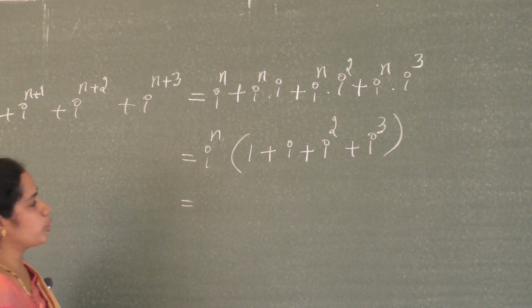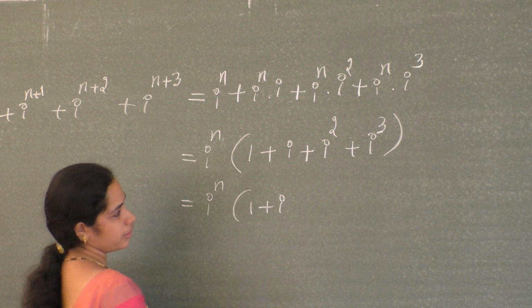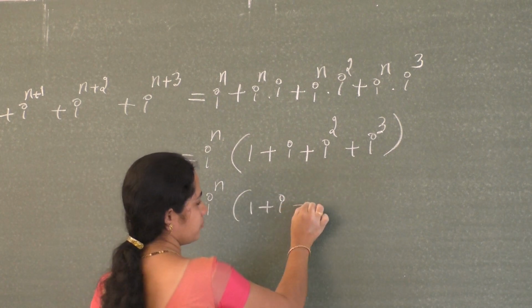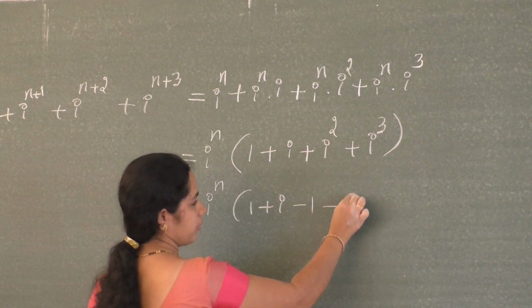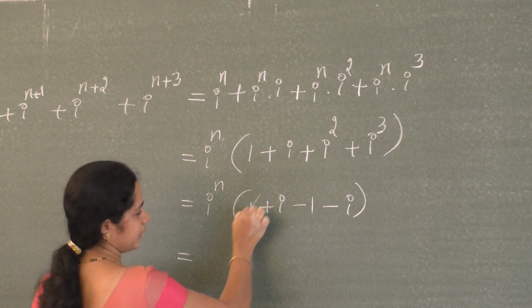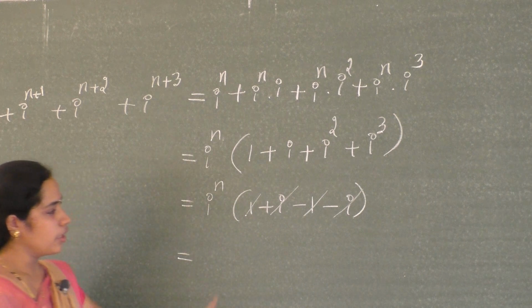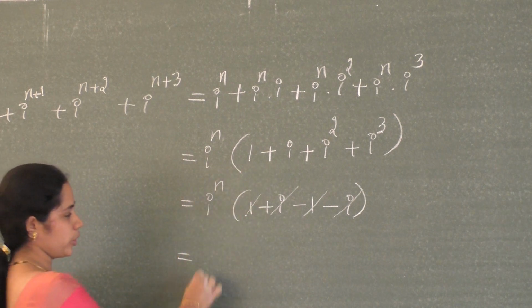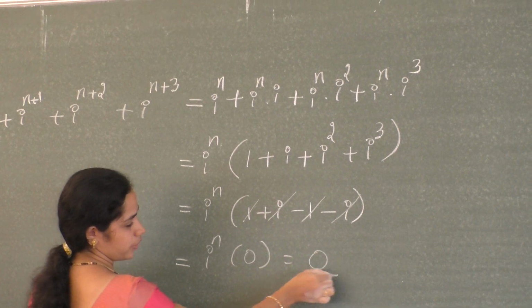This is equal to i to the power n into (1 plus i, what is i square? Minus 1, what is i cube? i cube is minus i). So this is equal to plus 1 minus 1 plus i minus i. So the value reduces to 0 here. i to the power n into 0 is equal to 0. So option D.